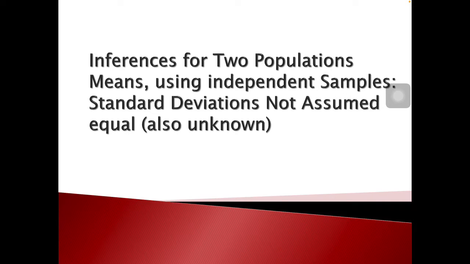Hi everyone, I am going to continue chapter 10.3, which is inferences for two population means using independent samples. This is going to be standard deviations not assumed equal, which means unknown. But if you remember, last time we did standard deviations assumed equal but also unknown. So let's go through this.